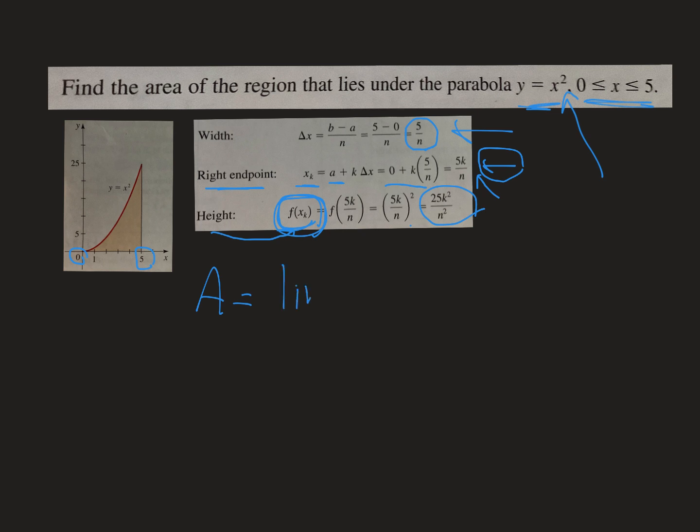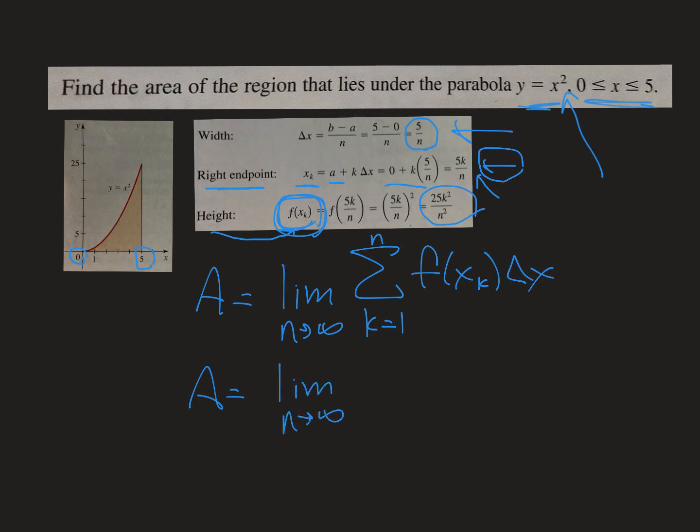The area is going to be the limit as n goes to infinity of the summation of k equals 1 to n. That's going to be true every time. Of f, this is our definition, x_k times delta x. Now I'm just going to plug stuff in here. So I'm still going limit as n goes to infinity of the summation of k is 1 to n of f of x, we just found that out up here. That's 25k squared over n squared. And then delta x was 5 over n. So there's our, basically our first step, plugging that in.